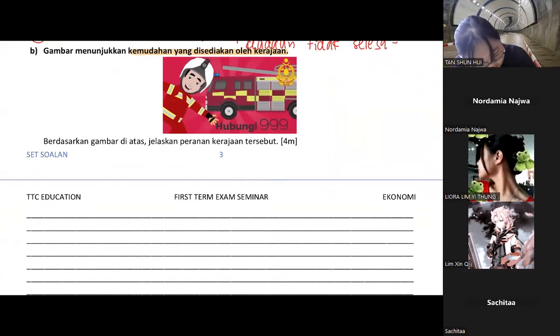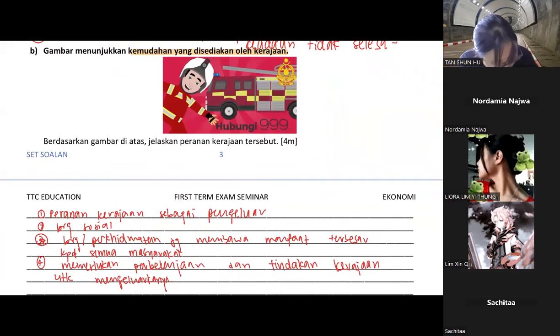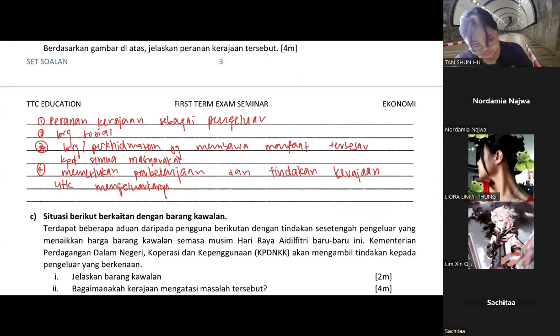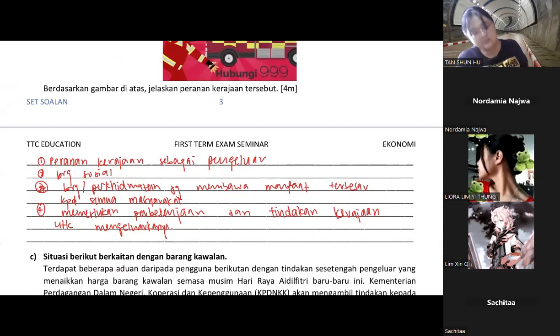I'm gonna do a lazy thing. This is your answer. Okay, this is your point. So first of all, sebagai pengeluar, mengeluarkan barang sosial. Barang sosial is barang yang membawa manfaat besar kepada masyarakat dan memerlukan perbelanjaan. And normally who? Kerajaan untuk mengeluarkan. They need a lot of money to retain.